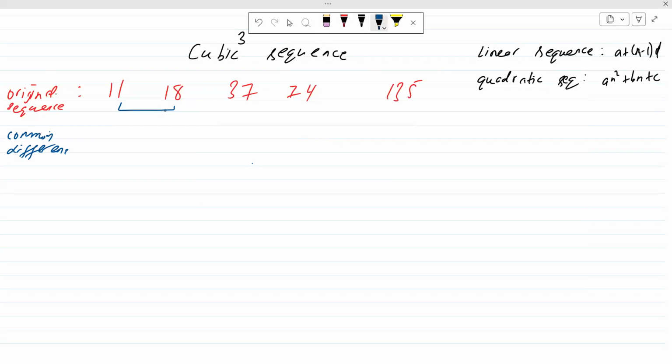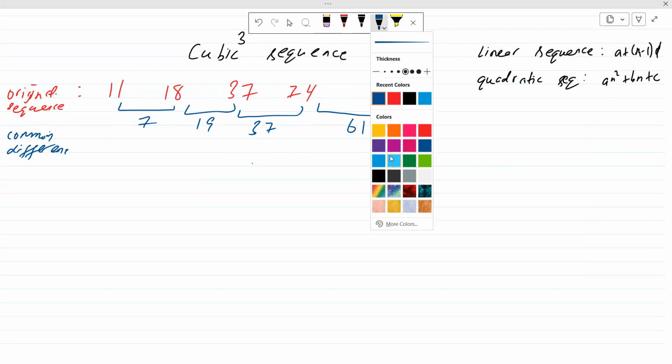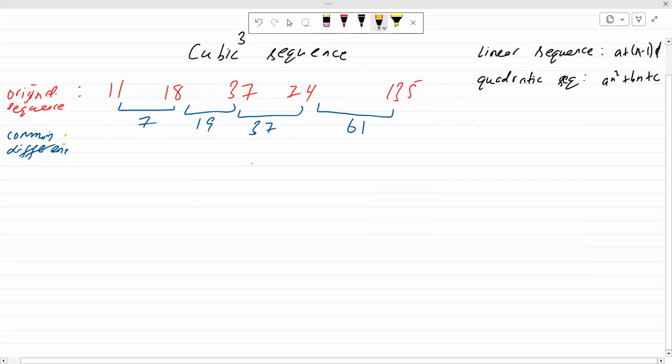What's the common difference between 18 and 11? 7. 37 minus 18, 19. 74 minus 37, 37. 135 minus 74, 61. So we don't see any same common difference. Okay, let's move to the next common difference. This was common difference 1. Let's do common difference 2.